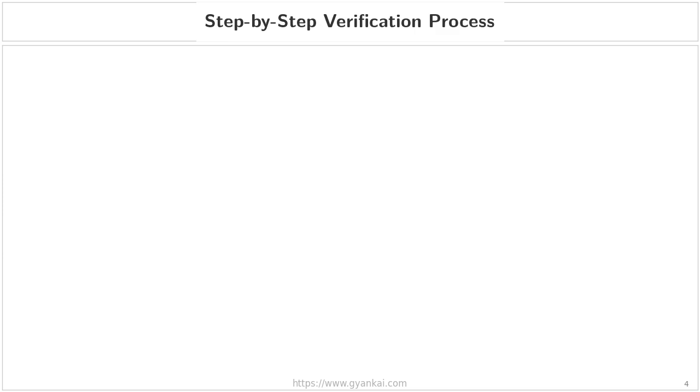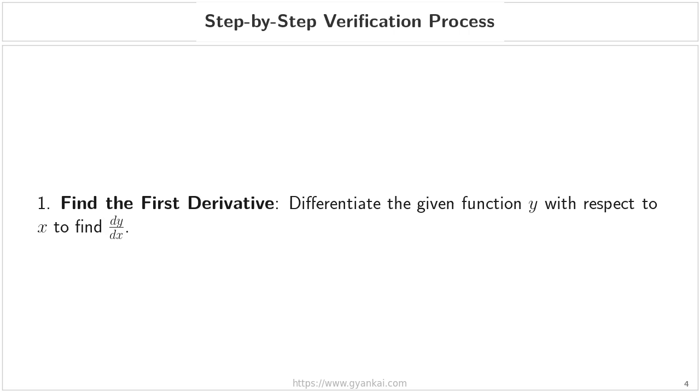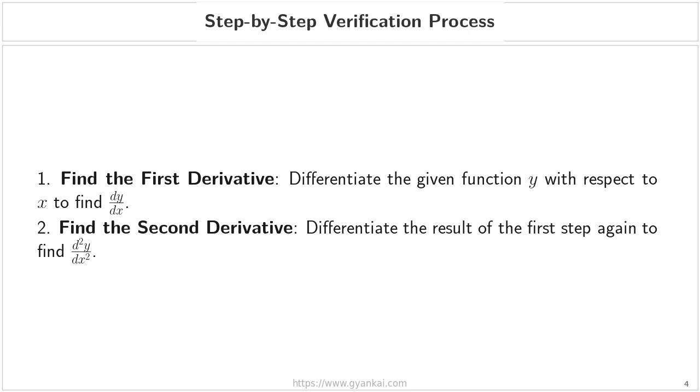Step-by-step verification process. Now that we understand the concept and its real-world applications, let's walk through the systematic process we use to verify these identities. Please follow along with these 5 steps. First, we need to find the first derivative. To do this, we differentiate the given function y with respect to x to obtain dy by dx. Second, we find the second derivative. We simply take the result we just calculated in the first step and differentiate it once more to find d squared y by dx squared.